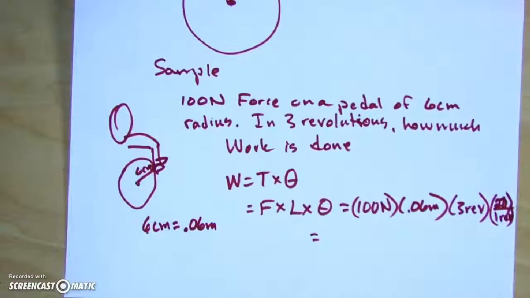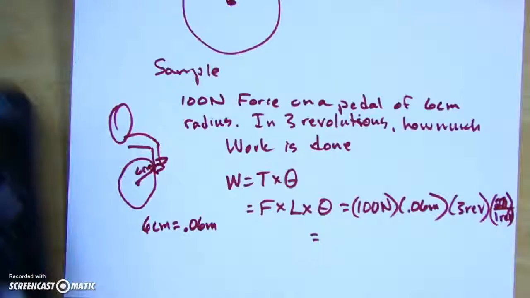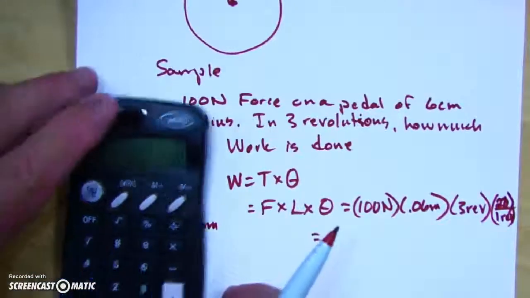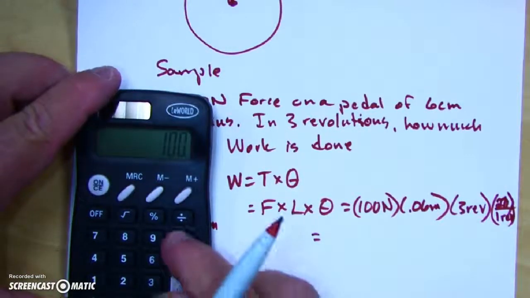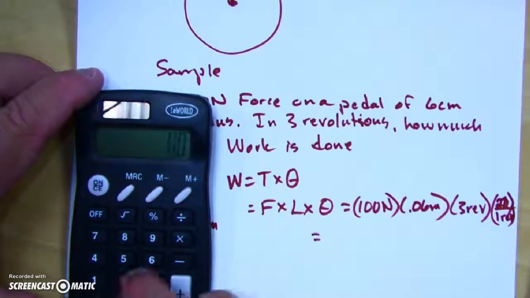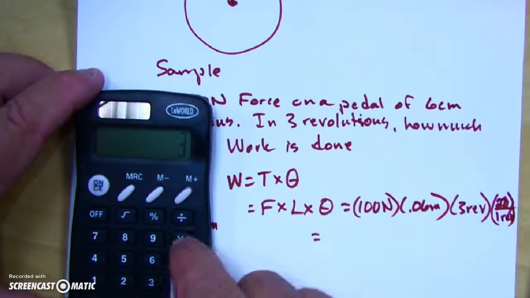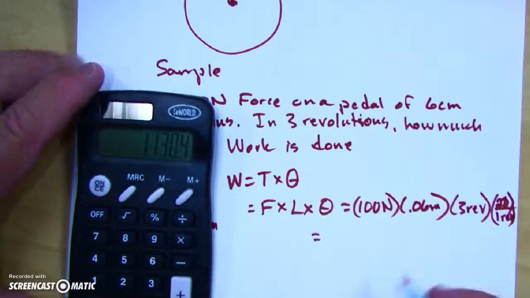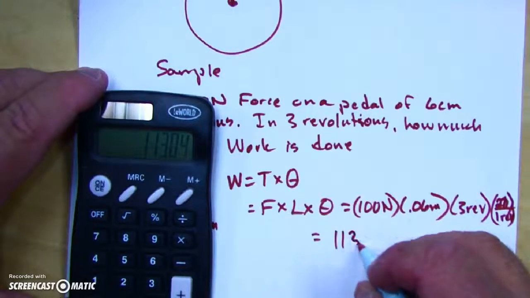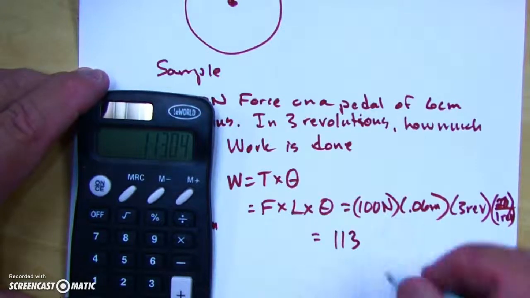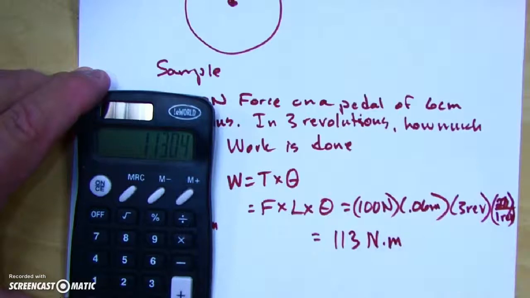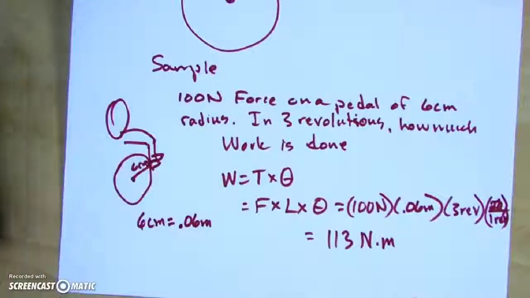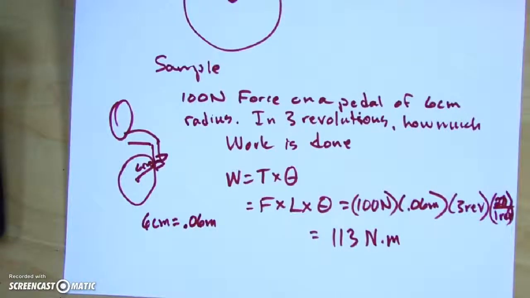Let's go ahead and do it. Handy dandy calculator, in case you've never seen anybody run a calculator. 100 times 0.06 times 3 times 6.28 equals 113, we'll just round it off, 113 newton meters of work. That's how much you do making 3 revolutions with your bicycle pedal. You're doing work. You're going to cause your bike to go down the road. Hope this helped.